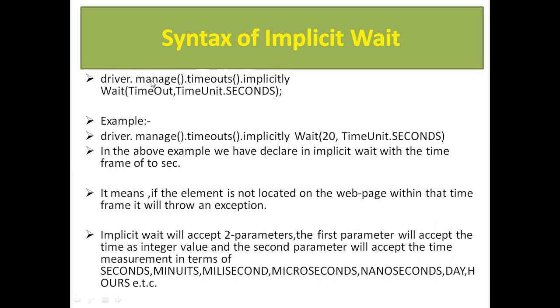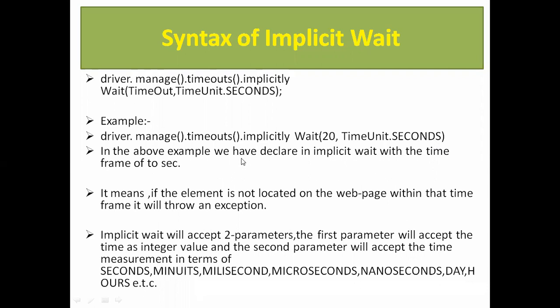This is a multiple method call, which is called method chaining. If you call multiple methods, driver.manage().timeouts().implicitlyWait(). Here you give the timeout and the time unit, TimeUnit.SECONDS. Here you can give the time, and here you give the format in which you want it, like I want it in seconds.